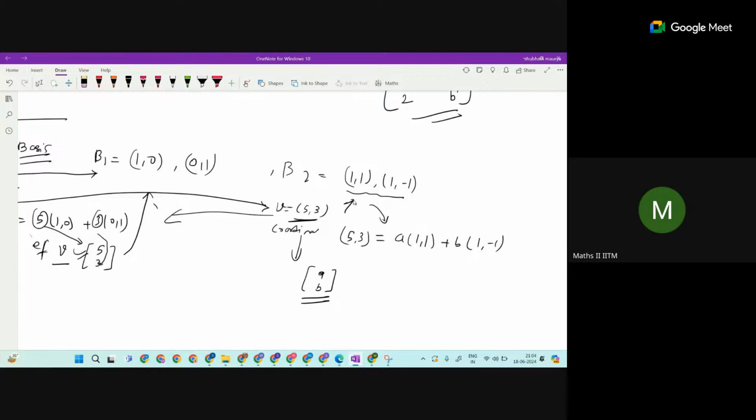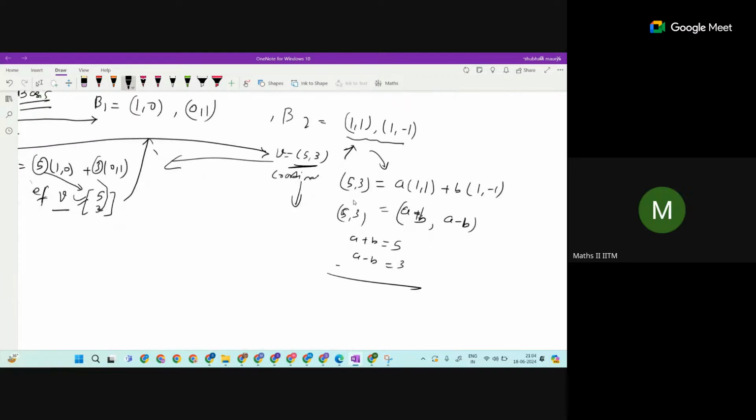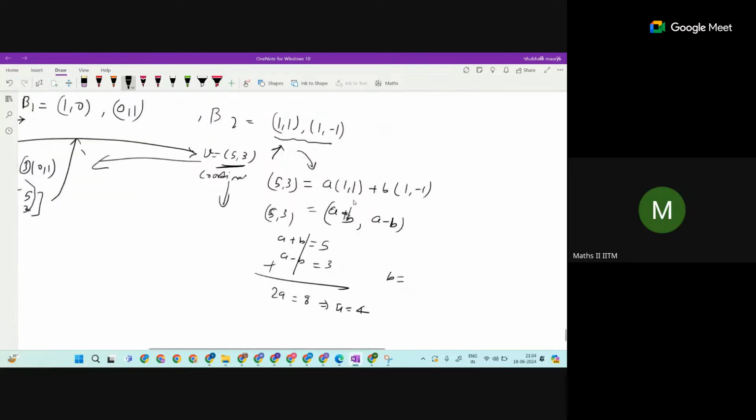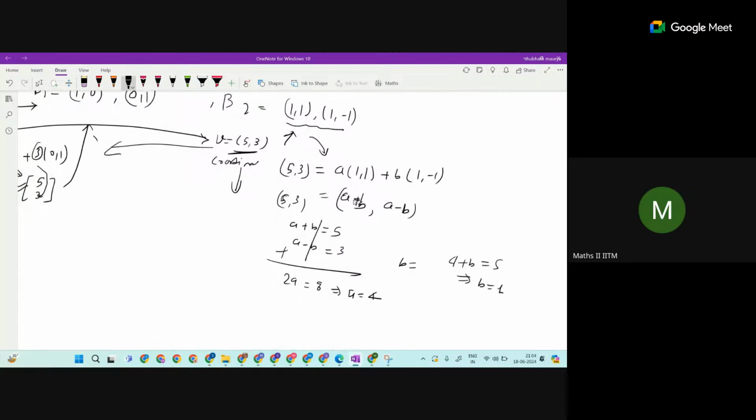Now let's solve this. This is going to be a plus b and a minus b, and this tells you a plus b is equal to 5 and a minus b is equal to 3. Adding these two gives 2a equal to 8, so a is equal to 4. Now b: 4 plus b equals 5, which gives b equal to 1. So the coordinate of v with respect to this basis is (4, 1). This is the change of basis.